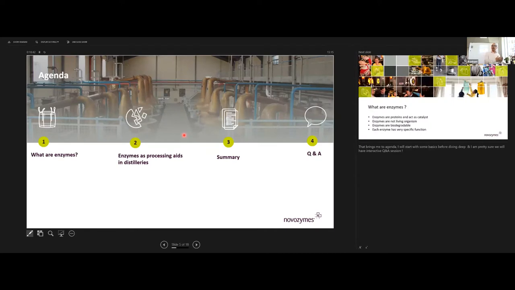So what I will do in the next 15 or 20 minutes, I will try to walk you through, first of all, what is enzyme. And then I will deep dive into the unit operations and enzymes interplay. And finally, I will have a take home message. And of course, I'm looking forward to a fantastic interactive session afterward with the distillers. So let's begin. So what is enzyme?